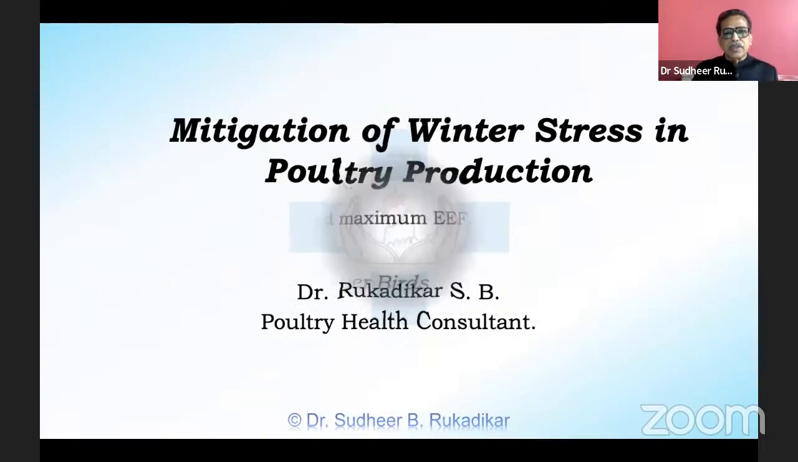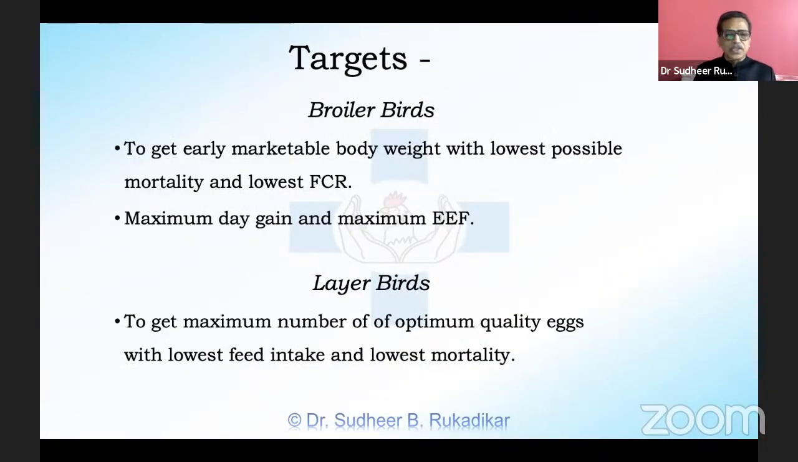As everybody knows, we enter any business to get some money. It's not a charitable trust, and poultry is also not an exception. Mainly we are discussing two segments, broiler birds and layer birds. And of course, breeders is also a very important section. When we think of broilers, which is a major business of the poultry sector, we basically have two targets. One is to get early marketable body weight with the lowest possible mortality and lowest feed conversion ratio. And of course, maximum daily gain and maximum European efficiency factor. Those are the main targets for broiler birds.